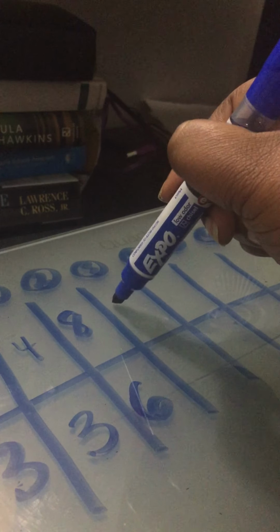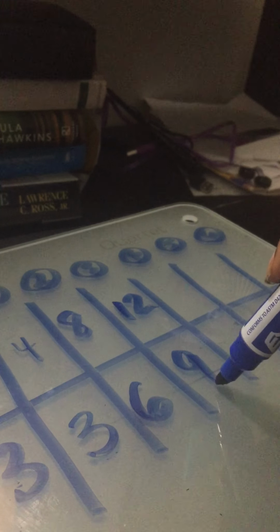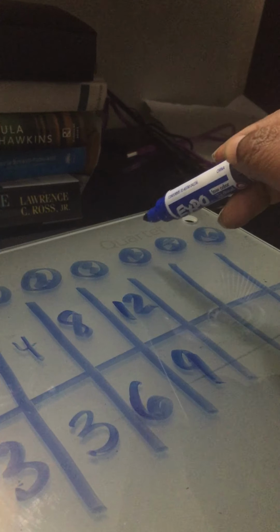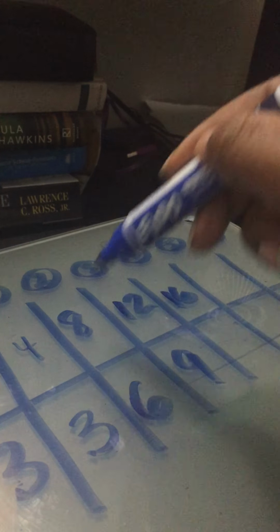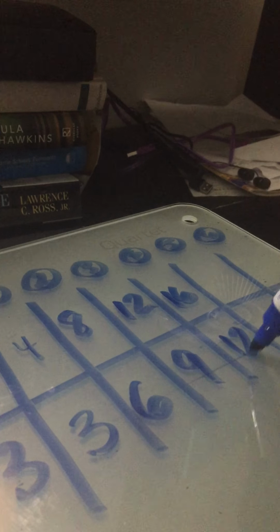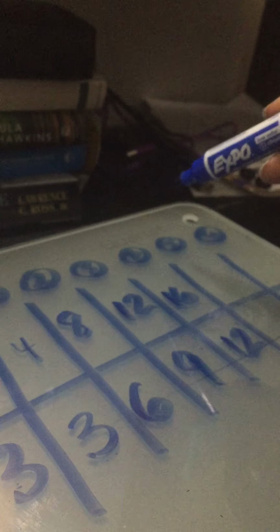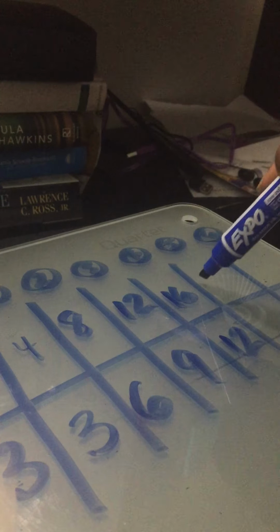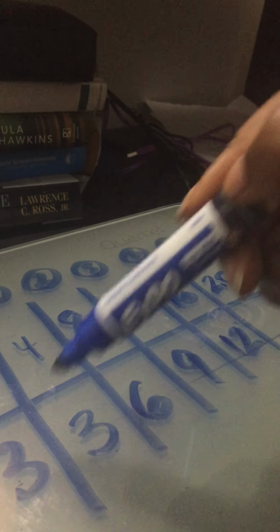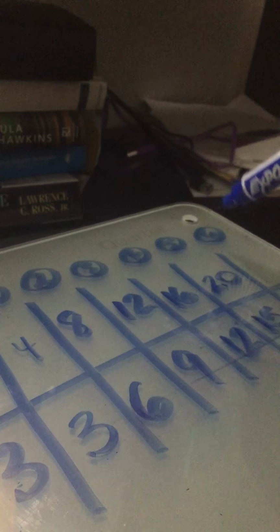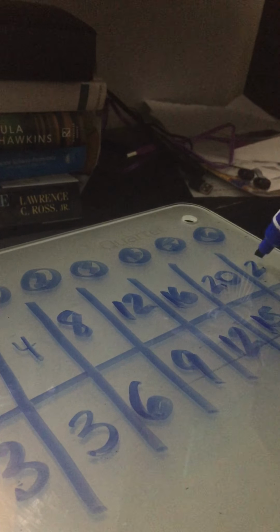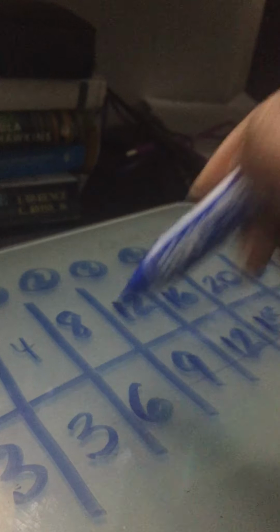4 times 3 is 12. 3 times 3 is 9. 4 times 4 is 16. 3 times 4 is 12. 4 times 5 is 20. 3 times 5 is 15. 4 times 6 is 24. 3 times 6 is 18.